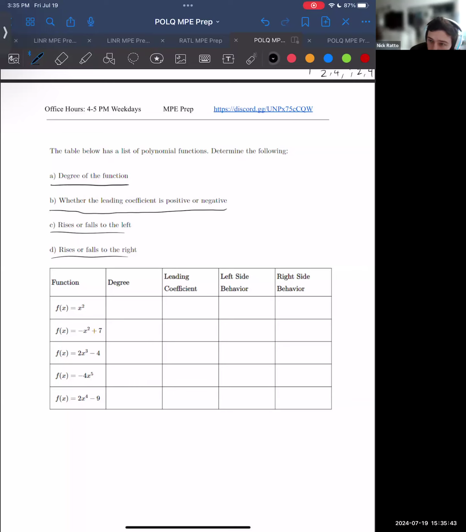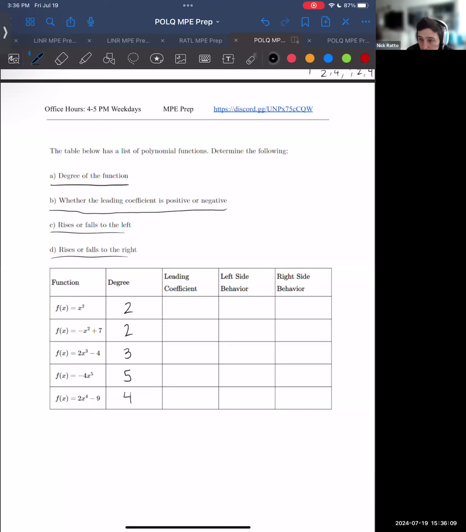So degree should be pretty easy. We can just look at that. We have, first off, a degree 2 polynomial, right? This next one, also degree 2. Degree 3, I'm just looking at the exponent. Degree 5, and degree 4. Okay.